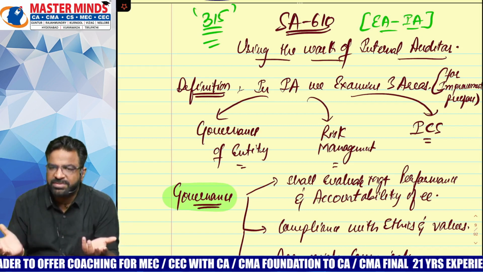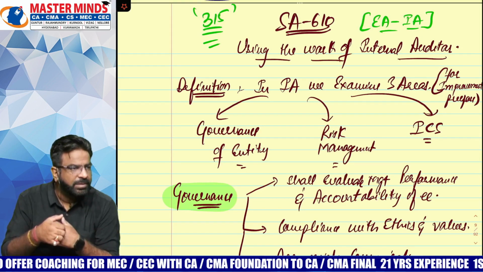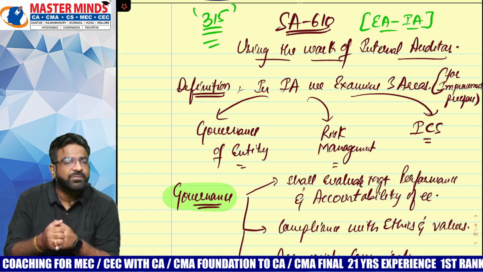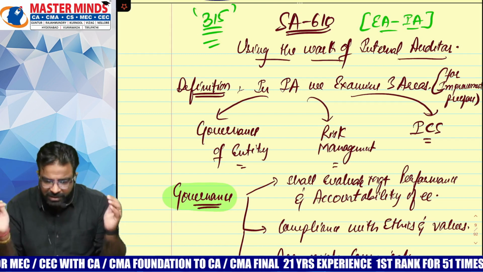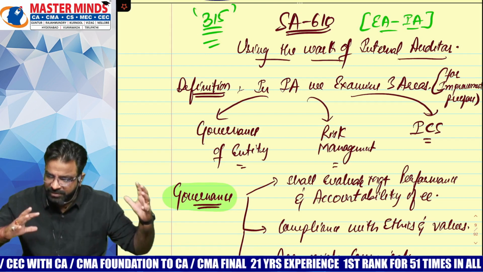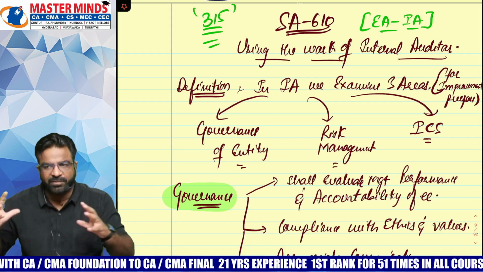This is what brings an end to your discussion on SA 610, using the work of internal auditors. ये सारी चीजें दिमाग में रखनी है. देखो, ultimately the purpose is external, who is more independent, using the work of internal, who is what?